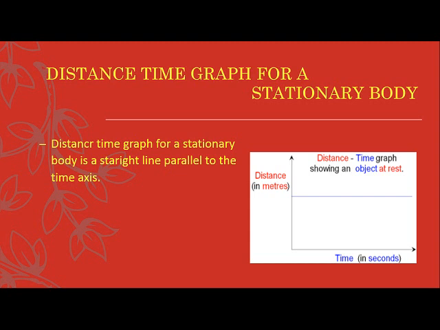Now children, when we draw a distance time graph for an object which is at rest, or a stationary object, a stationary object means one that remains still at the same place. What do we get? The distance time graph for a stationary object is a straight line which is parallel to the time axis. So when we get a line parallel to the time axis, understand that during that particular period of time the object was at rest.